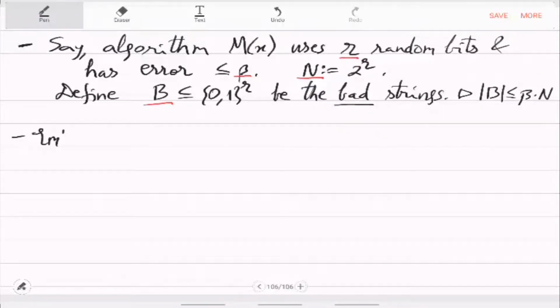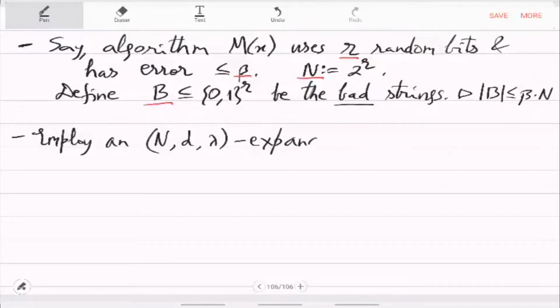So what kind of an expander should you employ here, looking at the probability estimate? Employ an (n, d, lambda) expander G to walk, where this beta plus lambda should be small enough so that the probability estimate works out.